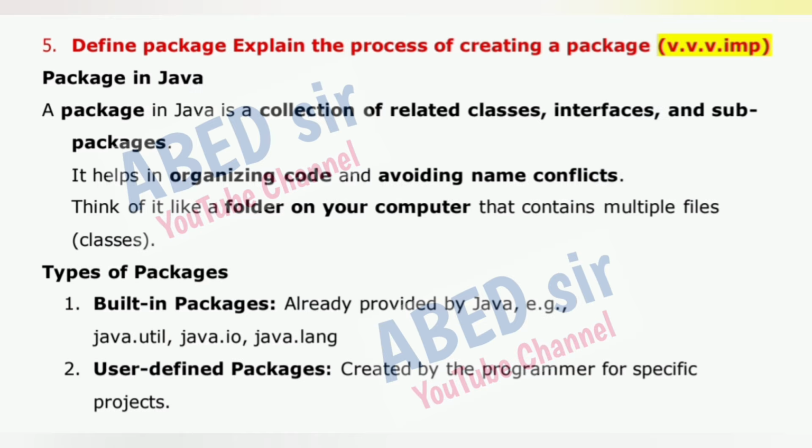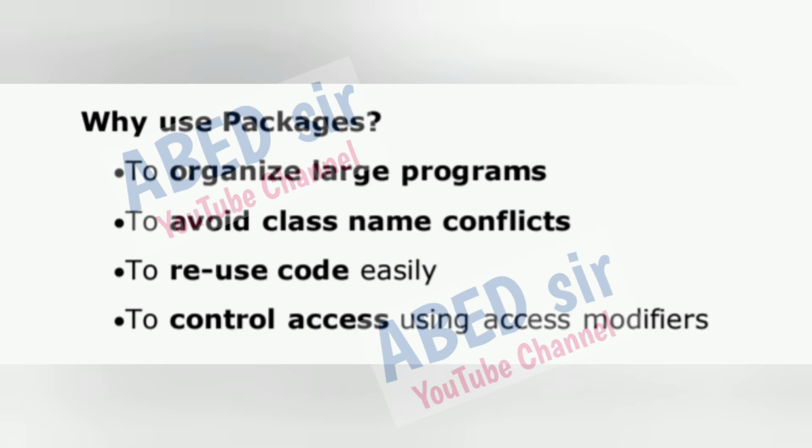Types of packages. 1. Built-in packages, already provided by Java. Example: java.util, java.io, java.lang. 2. User-defined packages, created by the programmer for specific projects. Why use packages? To organize large programs. To avoid class name conflicts. To reuse code easily. To control access using access modifiers.